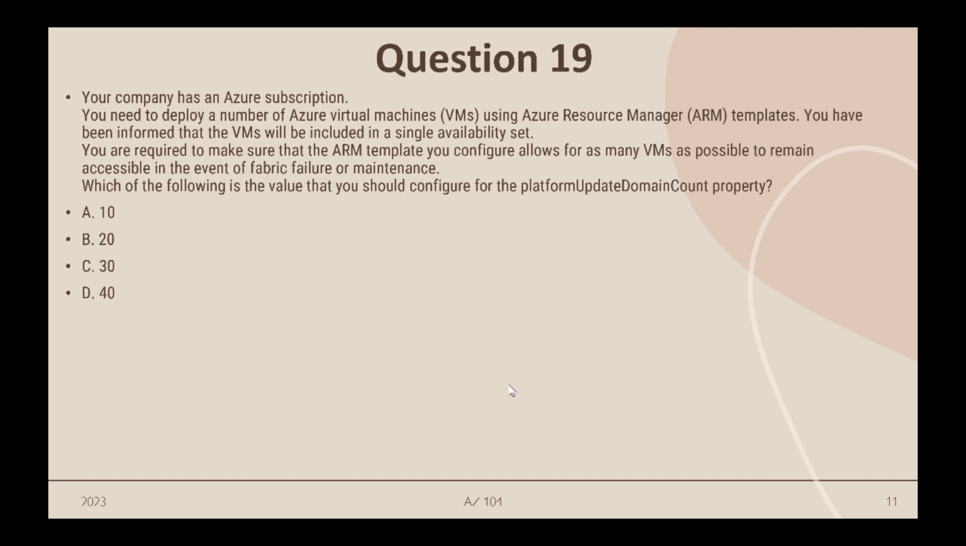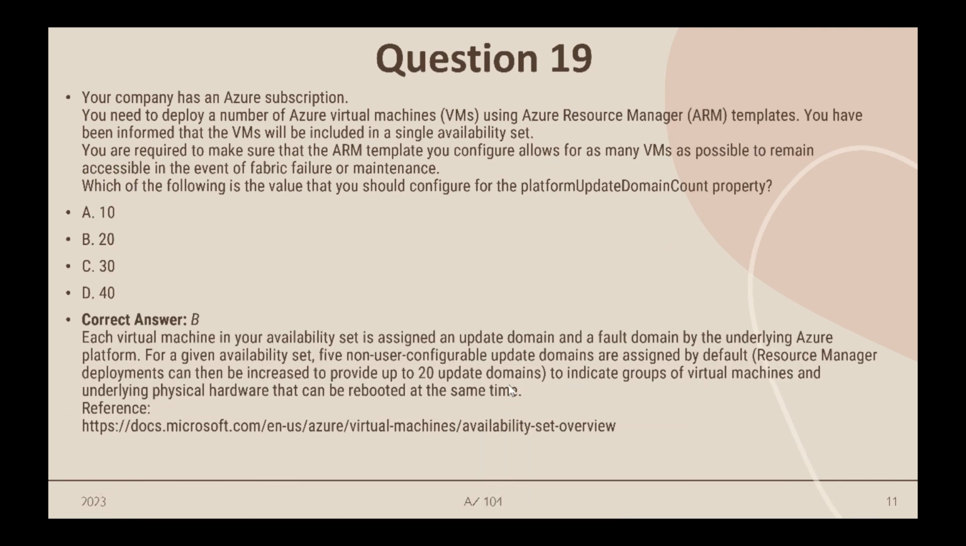And the options are A 10, B 20, C 30, and D 40. And the correct answer is B, which is 20. So each virtual machine in your availability set is assigned an update domain and a fault domain by the underlying Azure platform. For a given availability set, 5 non-user-configurable update domains are assigned by default. So 20 is the correct answer for it. And for reference, I will leave the link in the description box of this particular video.